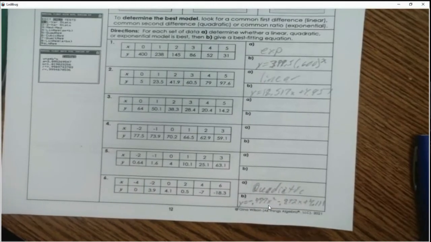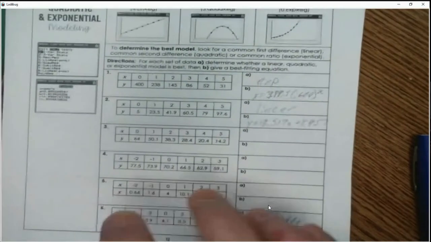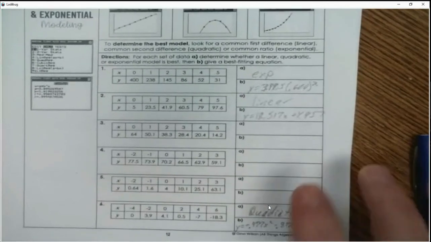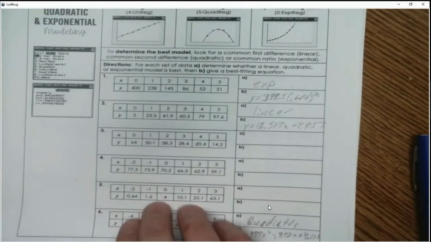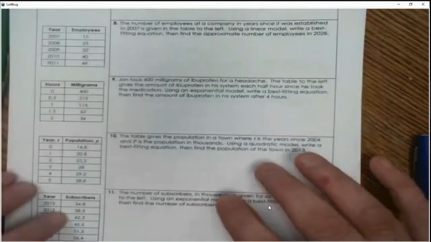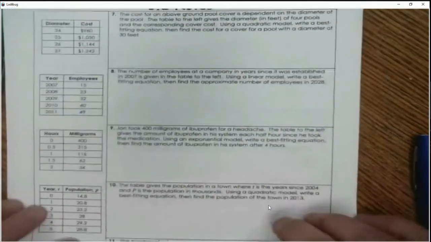There it is: negative 4.77x squared minus 0.872x plus 4.111. So that is what it looks like using Desmos to calculate the line of best fit, or regression line, for all of these. The other page of the notes has the same type of thing.